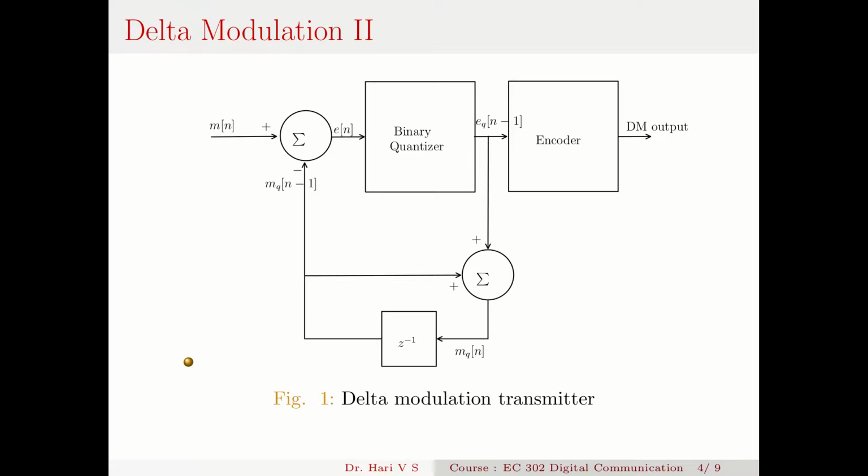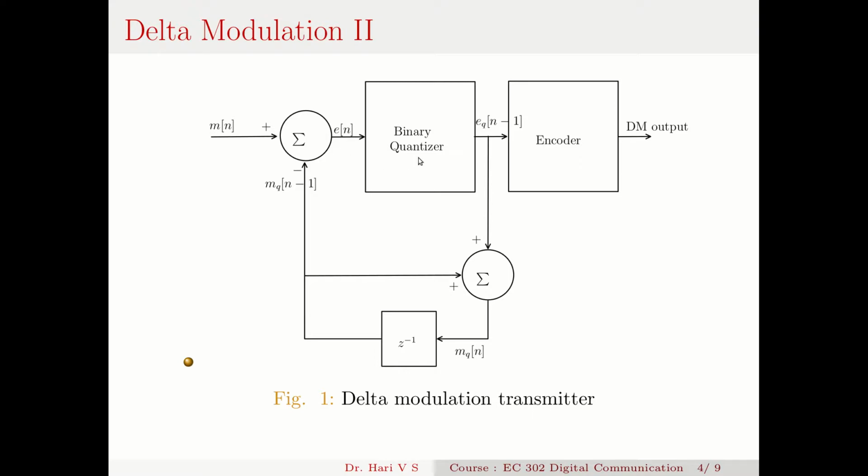So this is the system. This is just like our earlier DPCM system, except that instead of a predictor, I have only a delay element, just one delay element here, one Z inverse. Here the speech signal is coming. m[n] is my speech sample. m_q[n-1] is the previous value of the quantized speech signal. So it takes the difference m[n] minus m_q[n-1], and that gives me an error signal e[n].